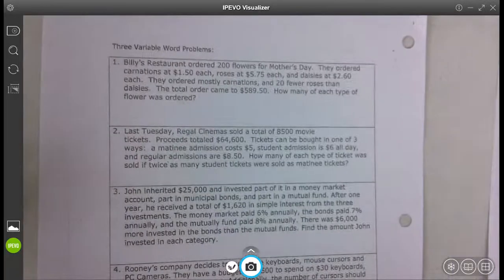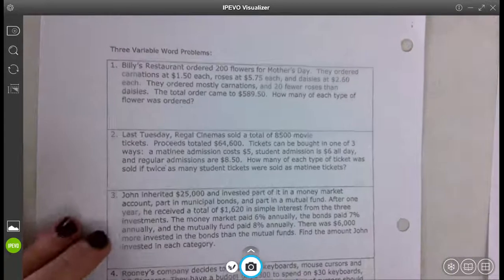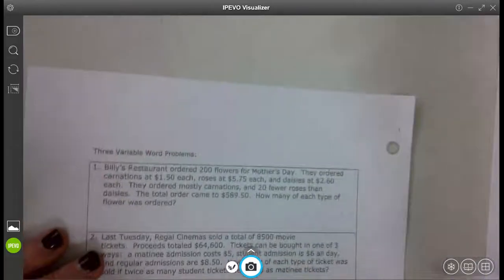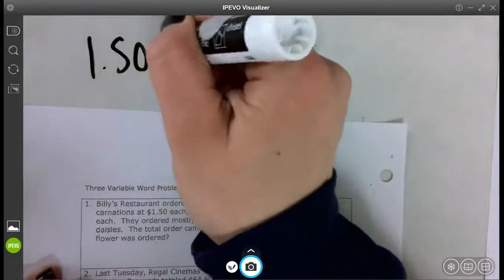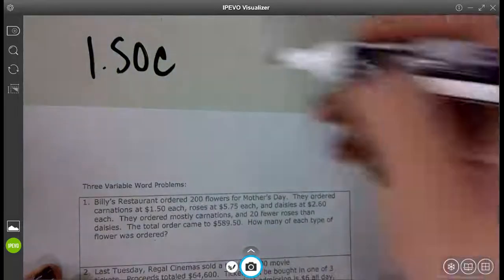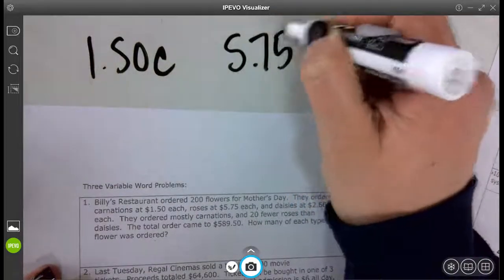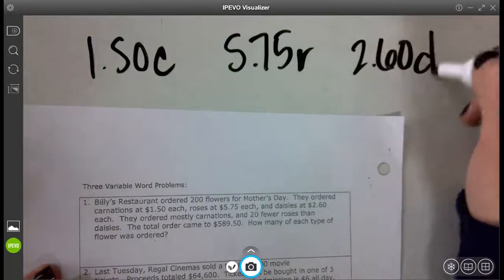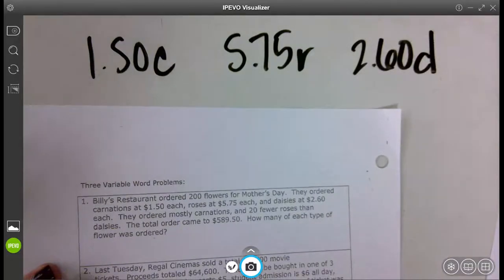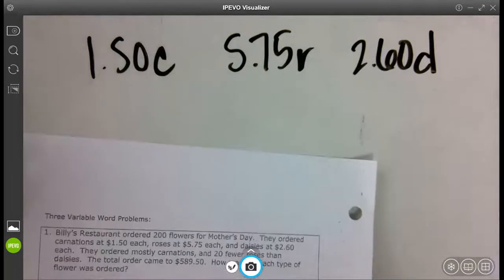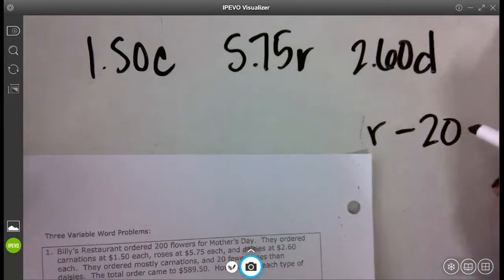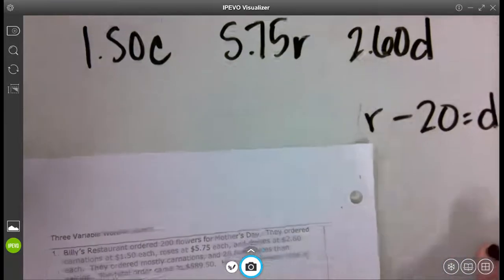So number 1 says, Billy's restaurant ordered 200 flowers for Mother's Day. They ordered carnations at $1.50 each. They ordered roses at $5.75 each. And they ordered daisies at $2.60 each. They ordered mostly carnations, 20 fewer roses than daisies. So 20 fewer roses gives you daisies.